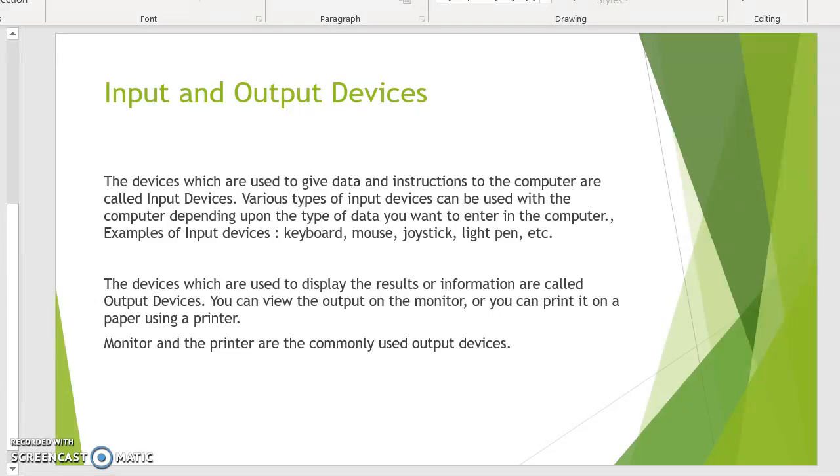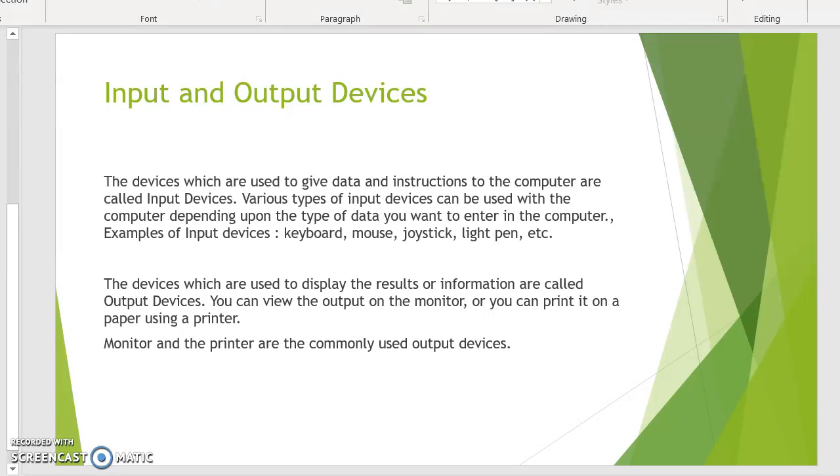So we're done with memory. We now talk about input and output devices. The devices which are used to give data and instructions to the computer are called input devices. Various types of input devices can be used with the computer depending upon the type of data you want to enter in the computer, e.g., keyboard, mouse, joystick, pen, etc.